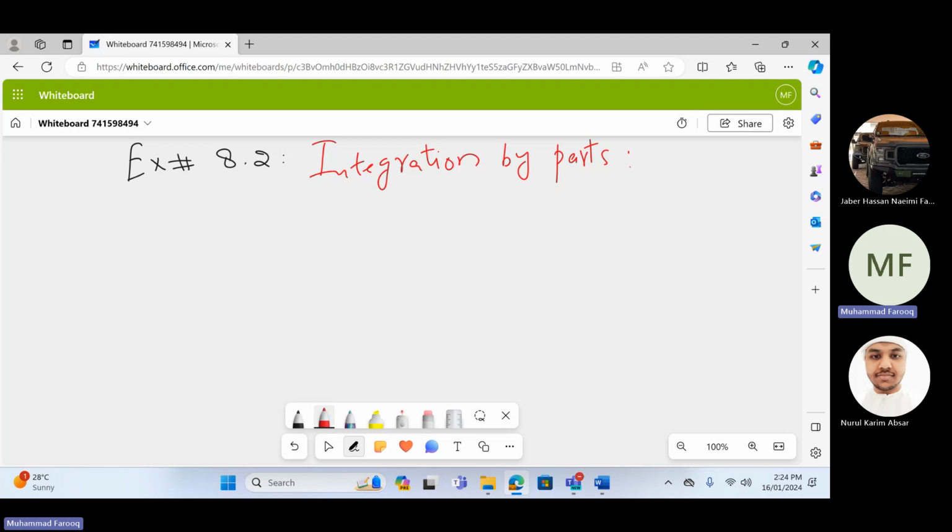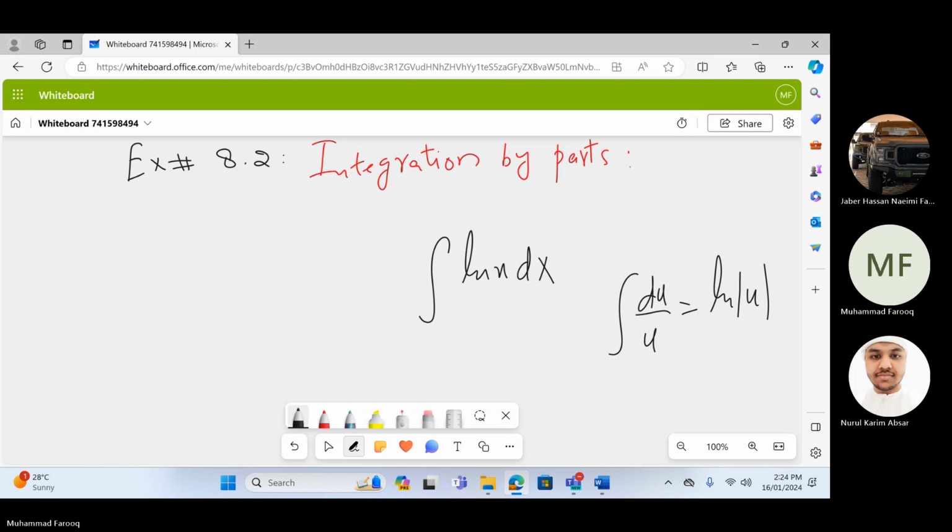In chapter 7 or before, we never integrated ln x. Do you integrate ln x? As an answer, we got ln x. For example, if you have du over u, the answer is ln absolute value of u. But we did not integrate ln x directly, because it was not possible. Now, for the first time, we integrate ln x by integration by parts.